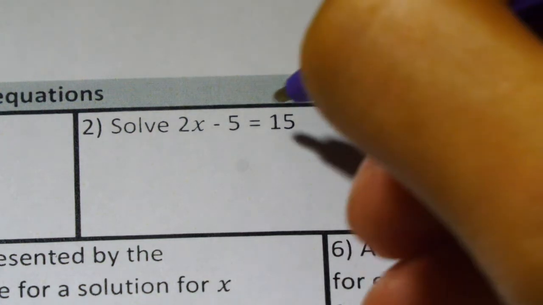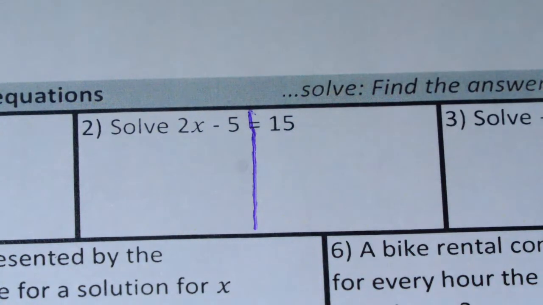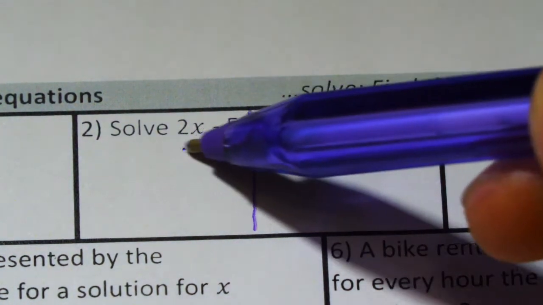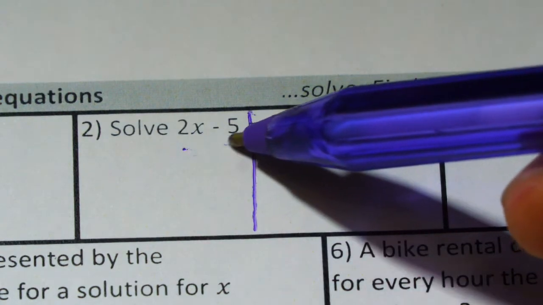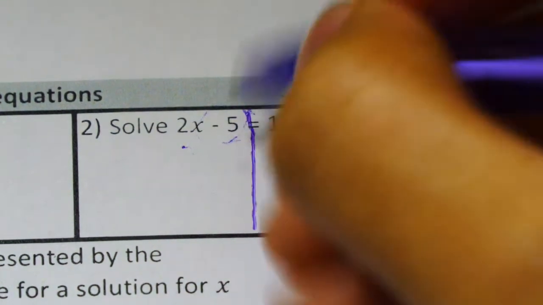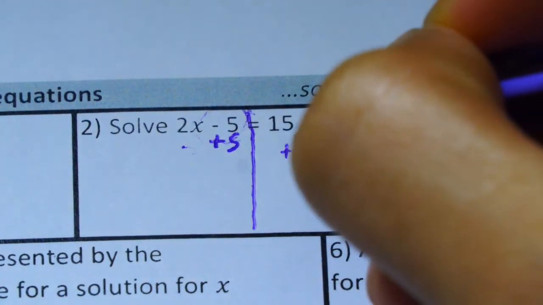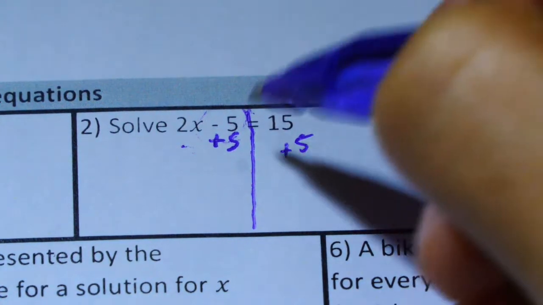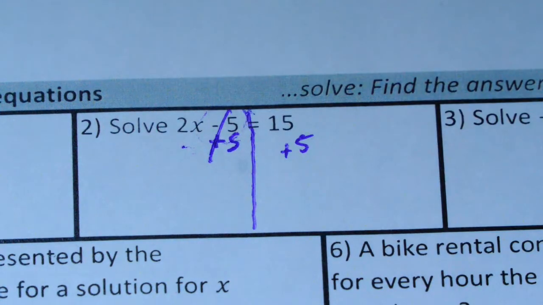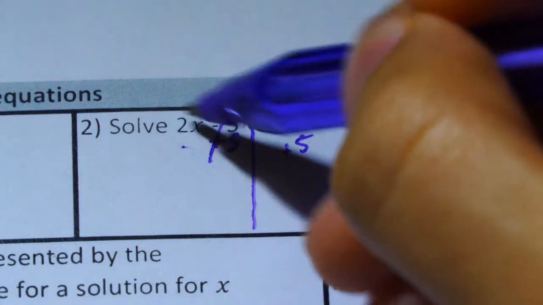Question number 2. Let's do the same thing. The line on the equal sign. Where is our x? Our x is here. So we have to remove this minus 5 first. To delete this minus 5, plus 5. Plus 5 on both sides. Minus 5 and plus 5, we remove. We have 2x here.